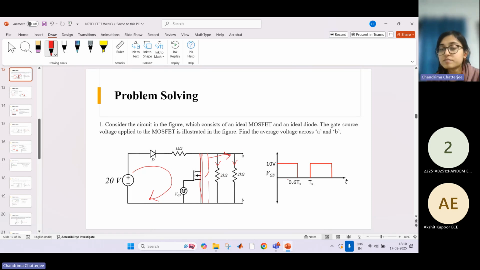That's why we say when the MOSFET is on, during the on condition, there will be no voltage. But when the MOSFET is off, then there will be some voltage across A and B.